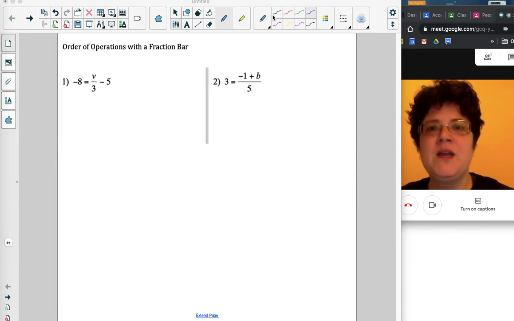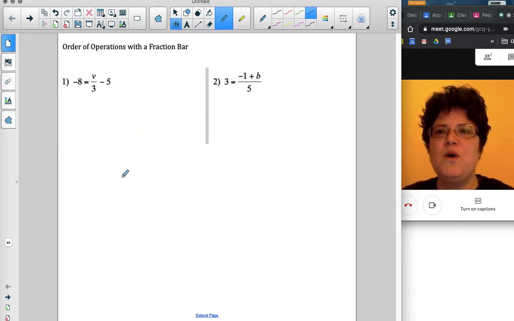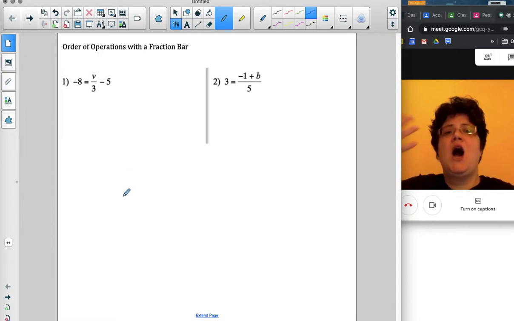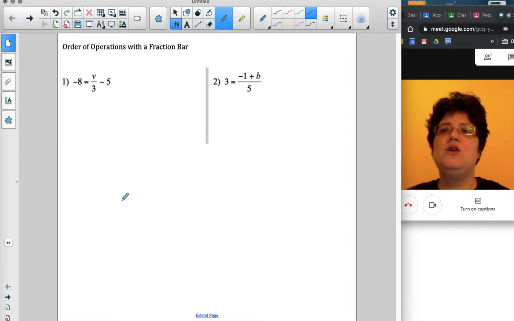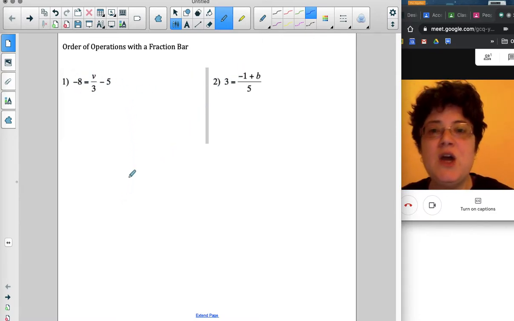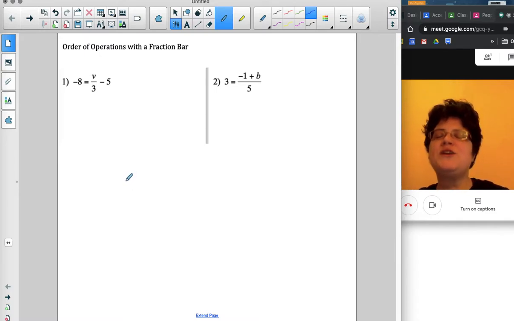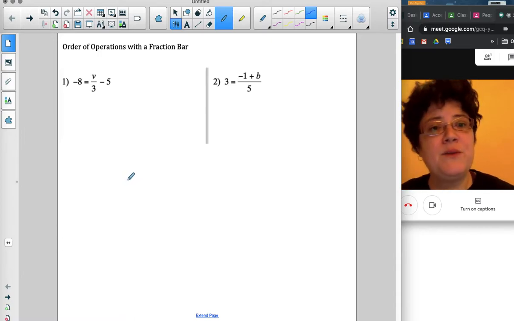Okay? So the first thing I want to do is just remind everybody that when we're solving equations, solving an equation is like working backwards to solve a problem, right? We know what the answer is. In this case, the answer is -8, or in this case, the answer is 3. We know what the answer is, but we want to retrace our steps, work backwards to try to figure out how we got there. How did we get to the answer?